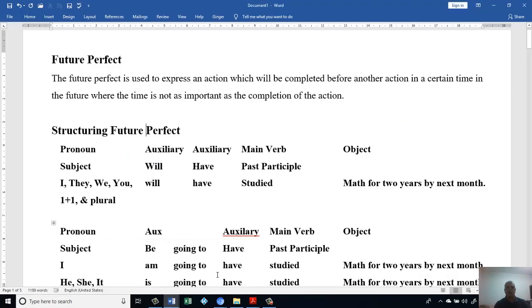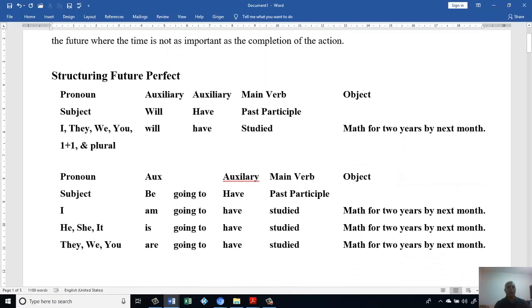Our lesson today will be about the future perfect and the future perfect continuous. The future perfect is used to express an action which will be completed before another action at a certain time in the future, where the time is not as important as the completion of the action. How do we construct the future perfect?